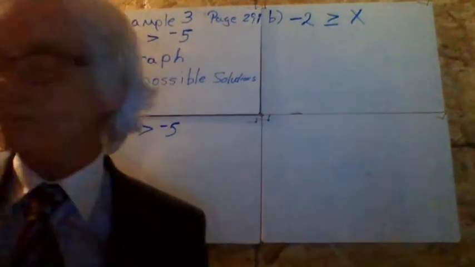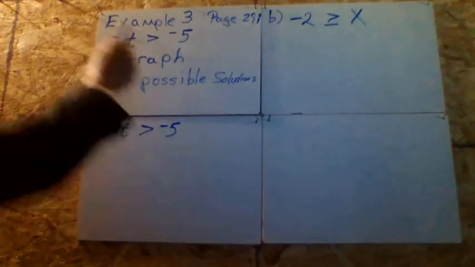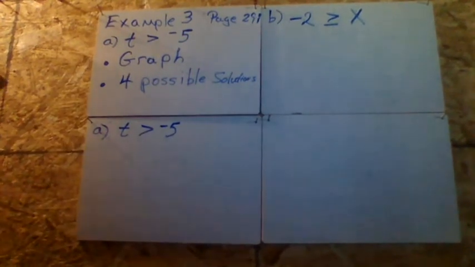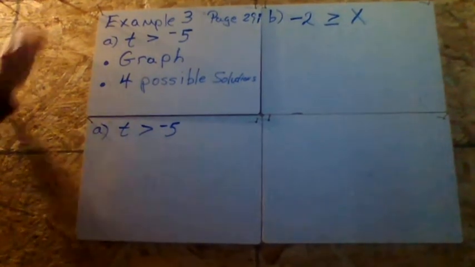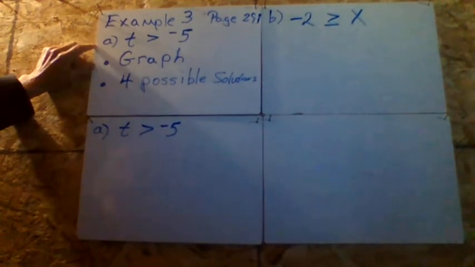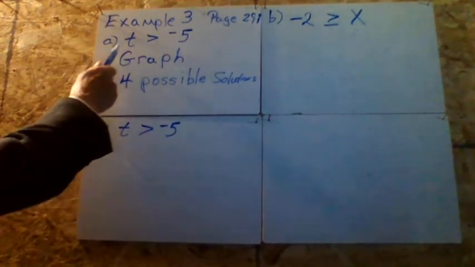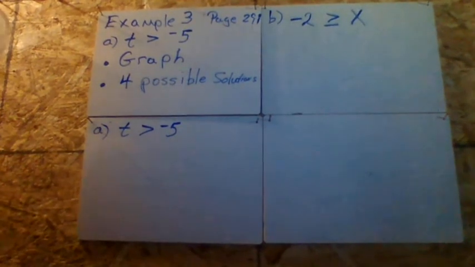All right. So what we're working on is example 3, page 291. Again, if you want to follow along in the textbook. So in my first one, A, they give me the inequality t is greater than -5. And what they've asked me to do is to graph it and to come up with 4 possible solutions.